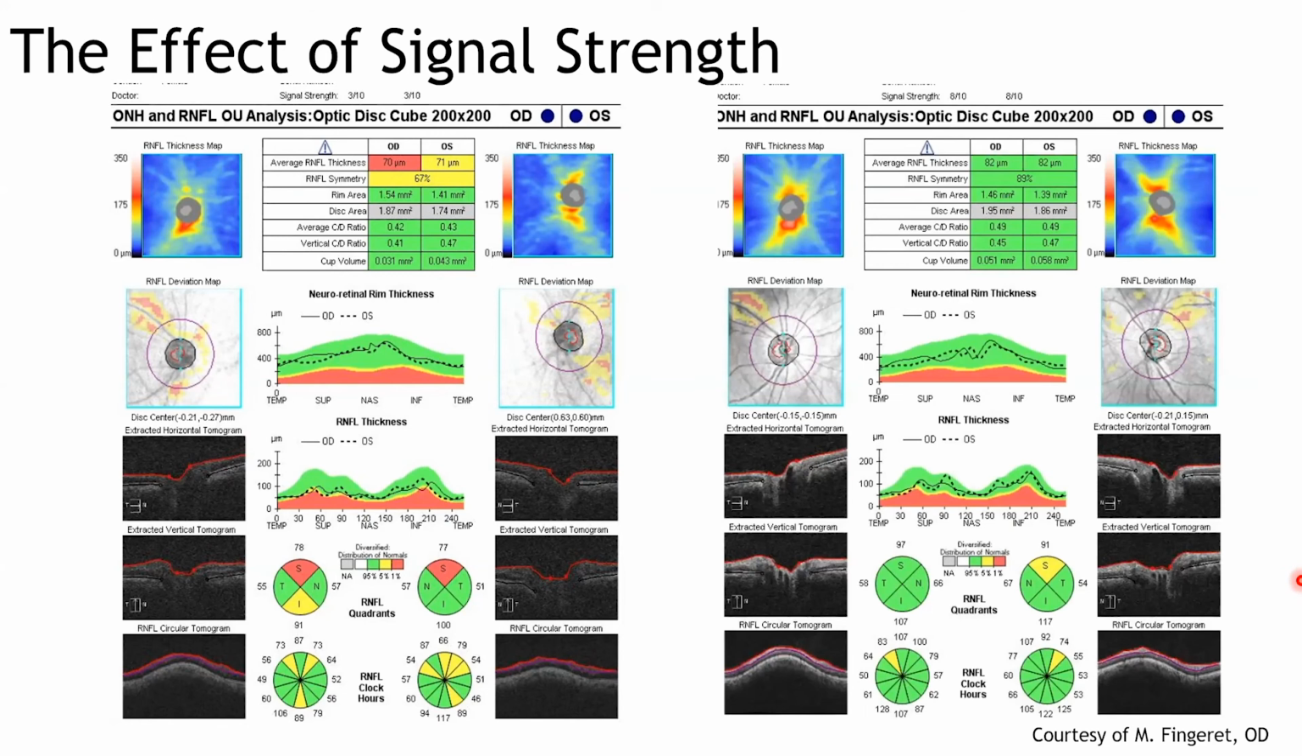But the patient blinked a few times, some artificial tears were instilled in the eye, and the signal strength went from 3 to 8, and we usually like to see a signal strength of 7 or better on the Cirrus OCT. And notice much more robust RNFL colors here and here. And although the wedge defects are there, they're not as pronounced. And I think the scan on the right is much closer to what's really going on in this particular patient.